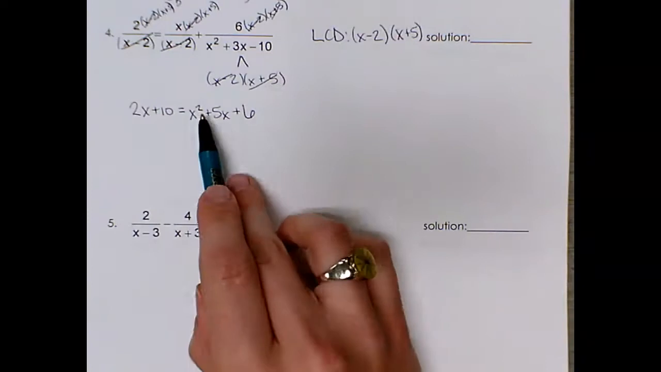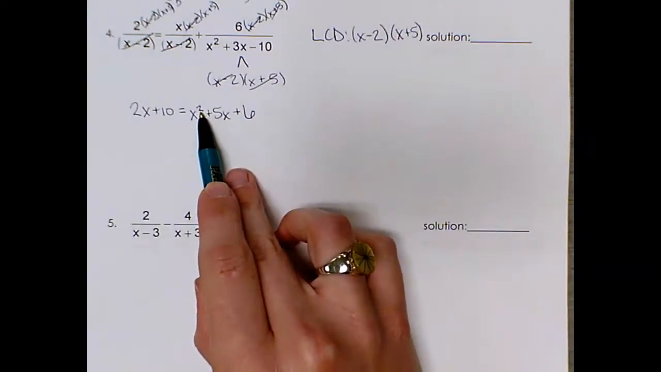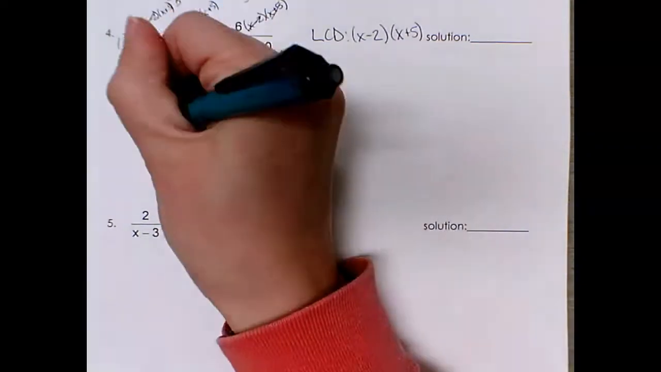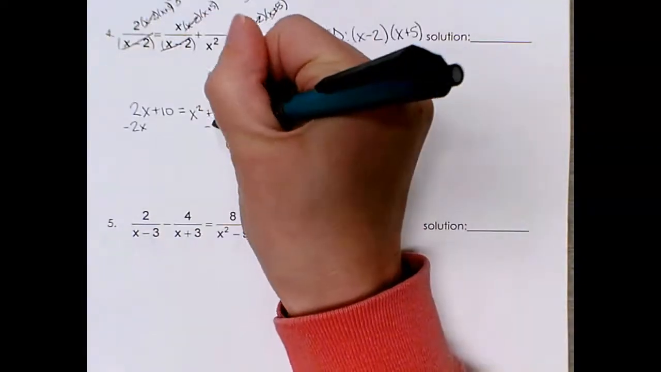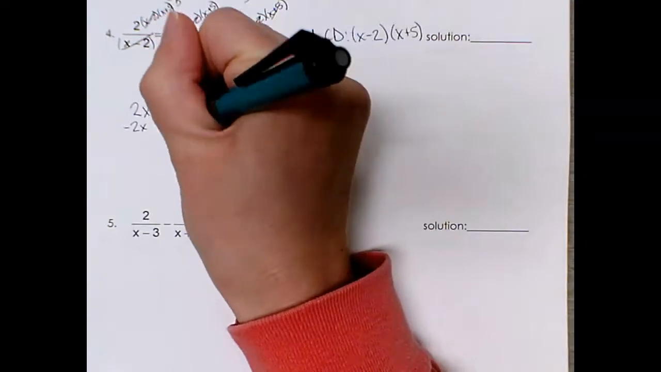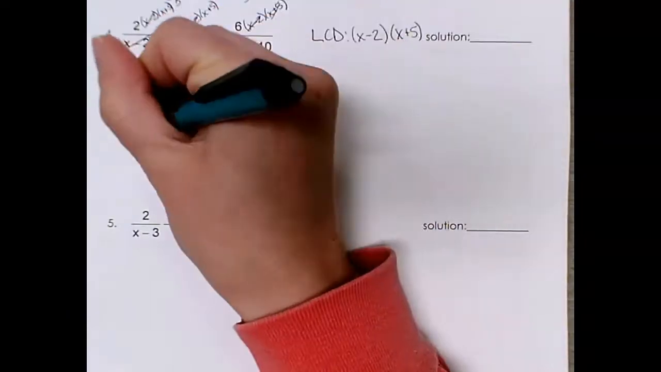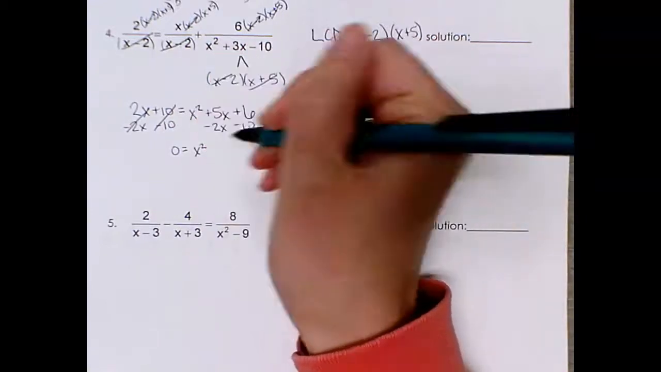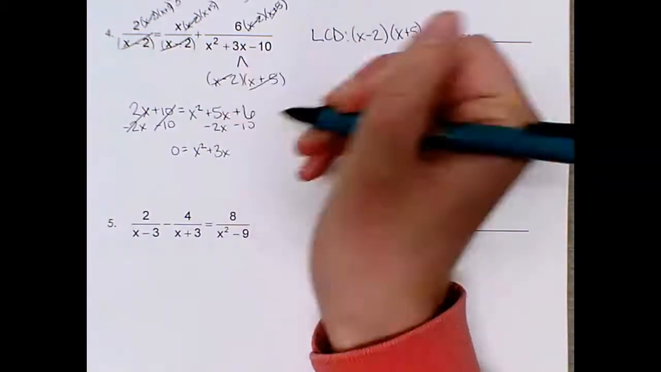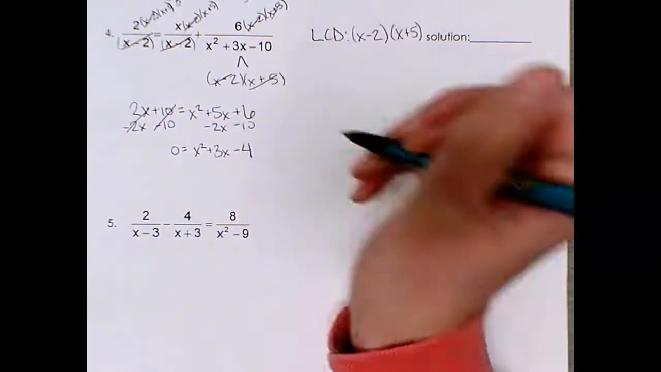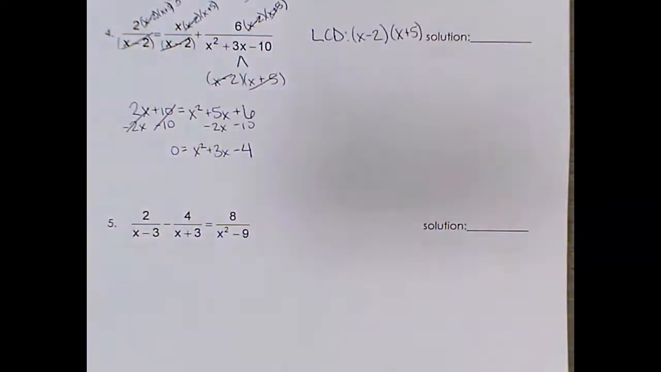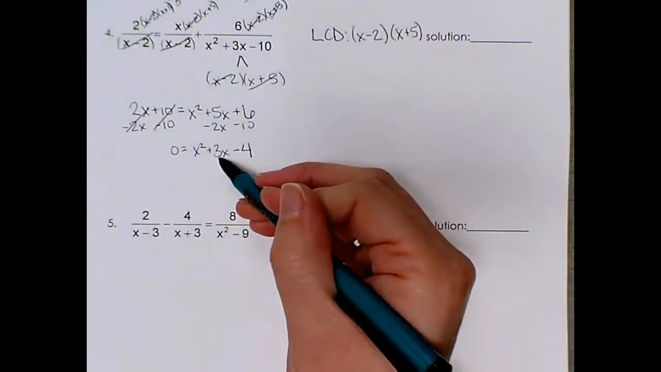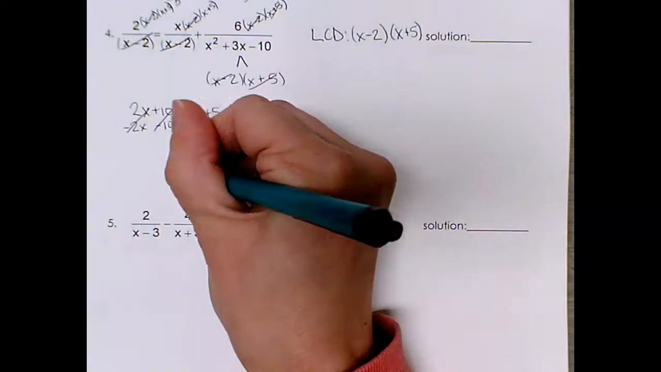So this is a quadratic. I notice it's a quadratic. So I want my entire equation to equal 0 so that I can factor. So I'm going to move the 2x, and I'm going to move the 10. I have x squared plus 3x now minus 4. I'm thinking of two numbers that multiply to give me negative 4 and add to give me 3. So think about those two numbers.